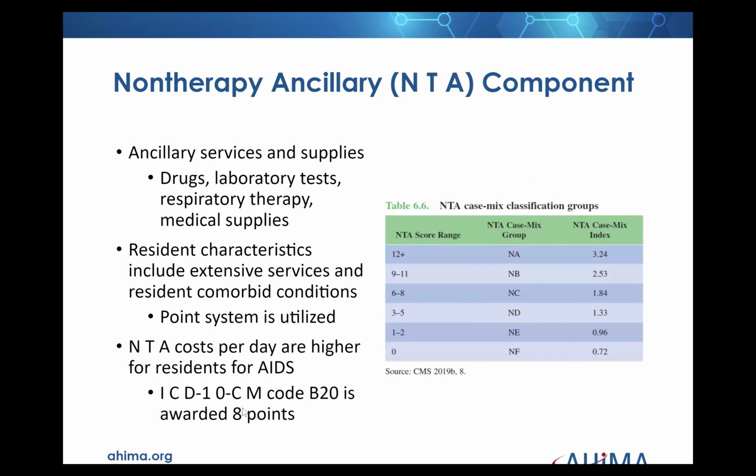And then we have the non-therapy ancillaries. These are things like medications, lab tests, imaging, supplies, and what have you, right? And again, you'll note that there's a point system. Basically, the higher the score, the higher the case mix index, and that drives up the utilization of resources, which is reflected in the reimbursement. The non-therapy ancillary costs per day, of course, are higher for patients with AIDS, and this is where the coding comes in. That B20 code that we see for AIDS certainly drives the case mix up.